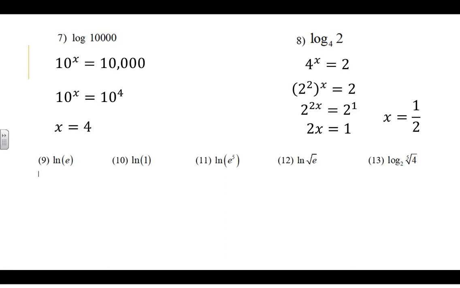So you can use what you learned last chapter. And that should also make sense, because remember, a half is power over root. It's just the square root. The square root of 4 is 2.